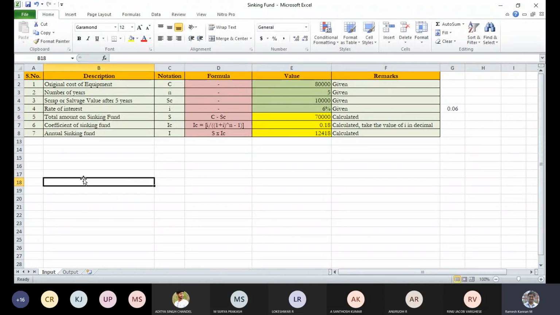Sorry, spelling mistake: coefficient of sinking fund, IC, which is nothing but i divided by (1 plus i) the whole power n minus 1. So i, the rate of interest, is 0.06. So it is nothing but 0.06 divided by (1 plus 0.06) the whole power n minus 1, which to 2 decimal places becomes 0.18. So that's basically the IC, right?